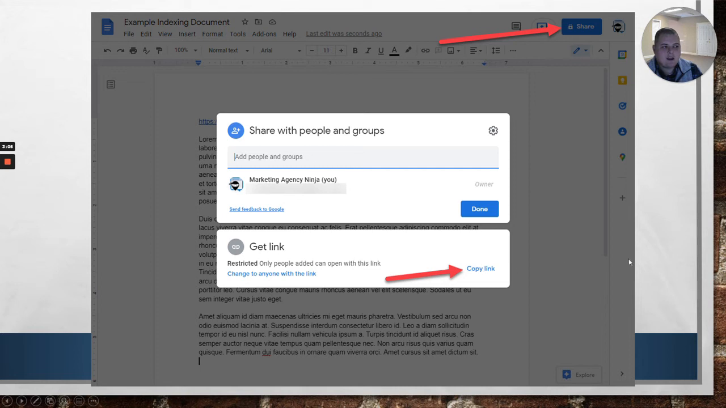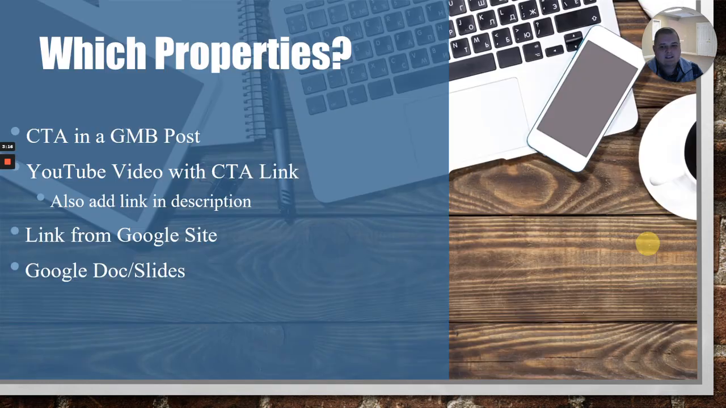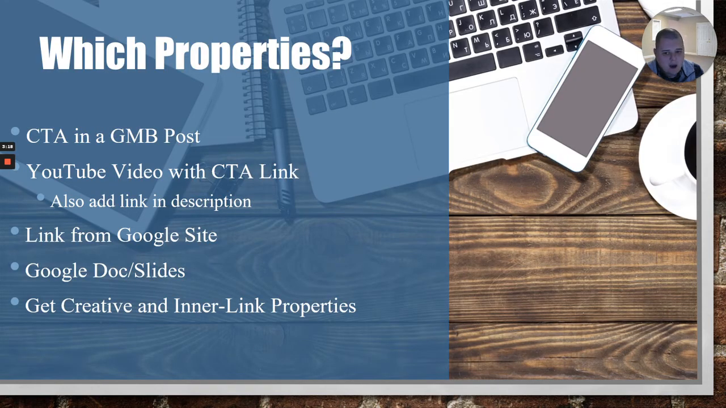That's where we're going to get creative with it, because sometimes it's enough for these Google properties like a Google Doc or a Google Slide to go ahead and get the link indexed. But if it's not, we can get a little more aggressive and combine some of these strategies. Let's take a look at how we do that.